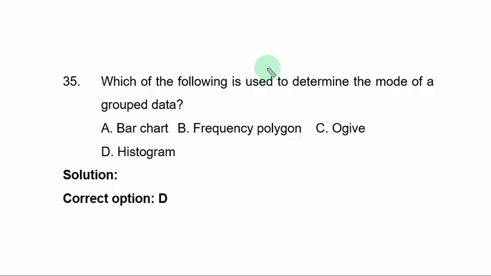Question 35. Which of the following is used to determine the mode of a grouped data? If you are conversant with data presentation, you understand that the tool that is used to estimate mode is histogram, while OGIVE is used for median, quartile, decile, percentile. But for this question, histogram, option D is the correct option.